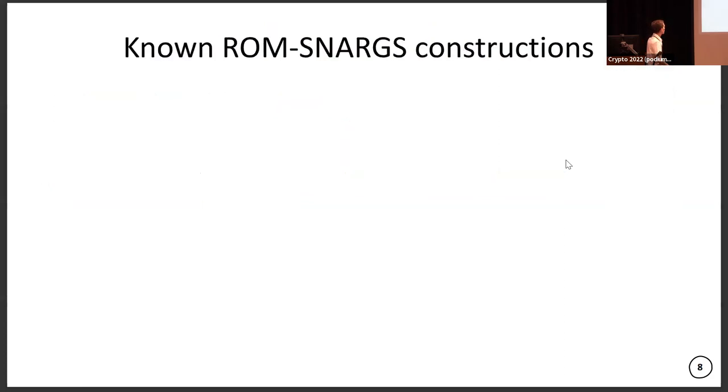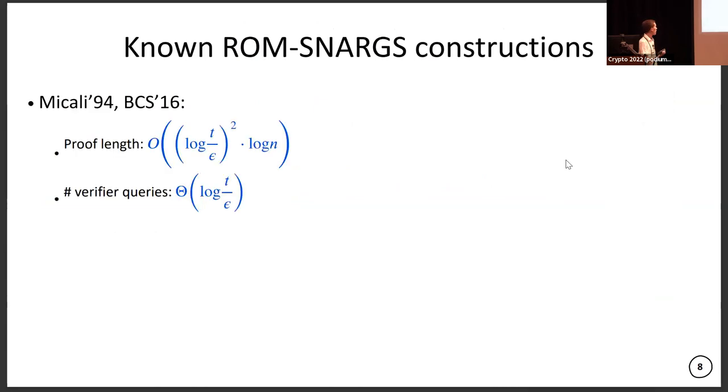Okay. So let's talk about some SNARK constructions. And the first one is due to Micali in 94, which enjoyed the proof length of log T over epsilon squared times log n, and is the witness size for the NP statement. And specifically, we are talking about reset here as well. And the number of verifier queries to the random oracle is log of T over epsilon, okay?